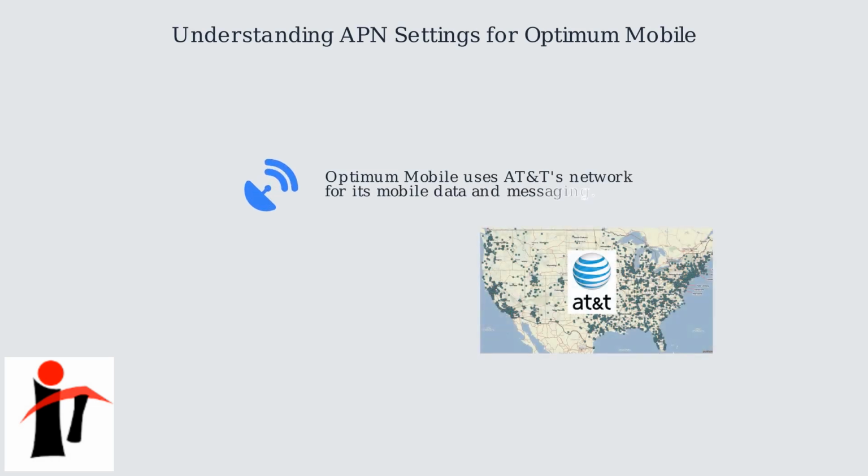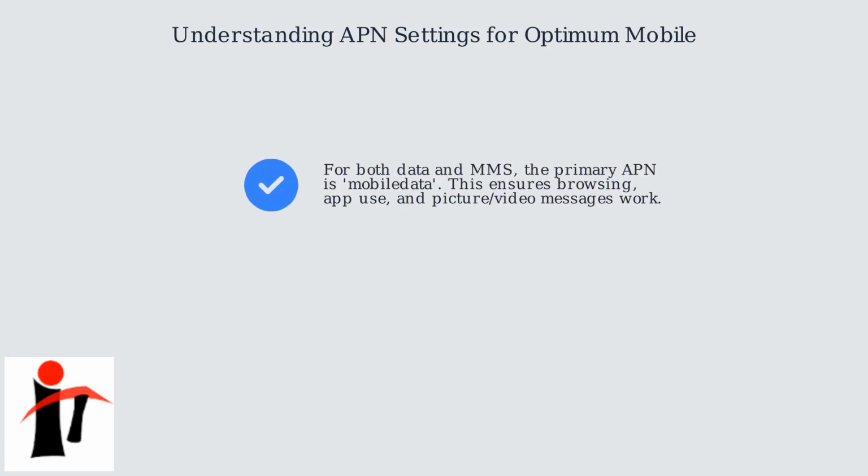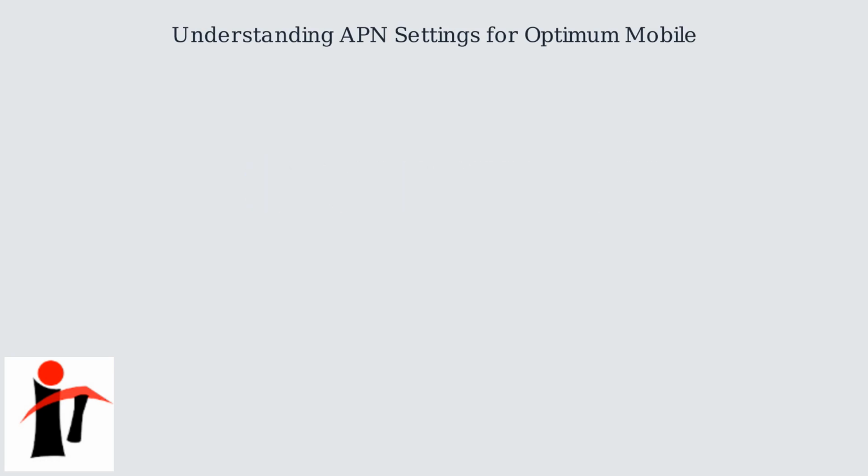Optimum Mobile uses AT&T's network for its mobile data and messaging. This map shows AT&T's coverage across the US. Without the right APN, you might see no internet errors or MMS messages stuck on sending. For both data and MMS, the primary APN is mobile data. This ensures you can browse the web, use apps, and send picture-video messages.